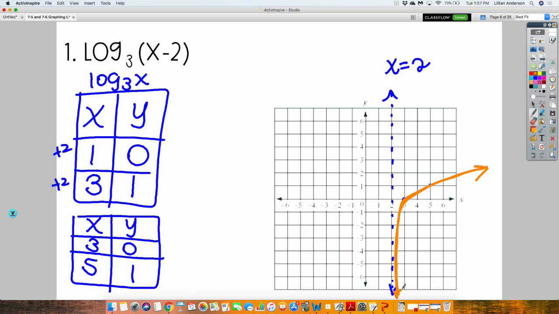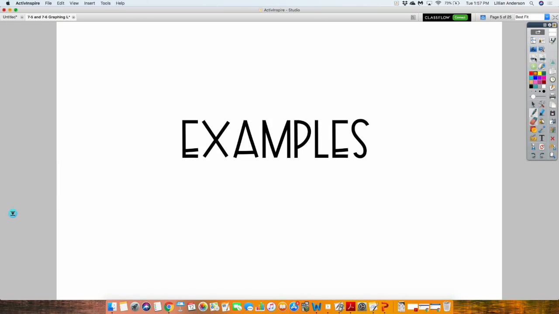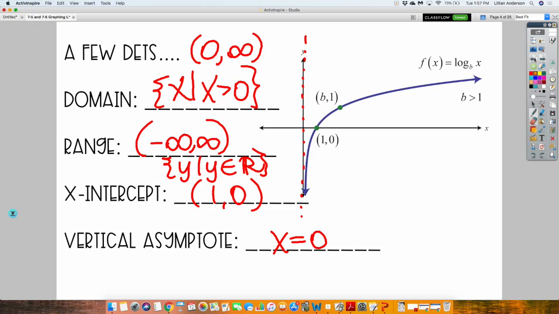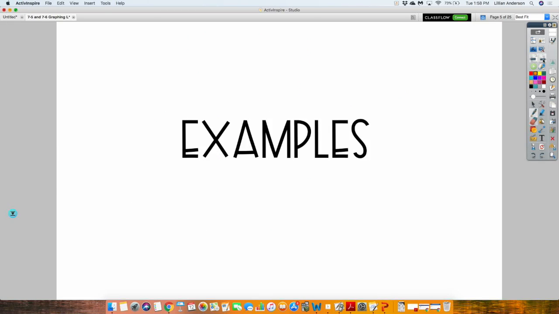Questions? Yes. Because again, that's for any basic logarithmic function. So b can be any number that's greater than 1. So like I said, log base 3 of x, log base 18 of x, it's always x equals 0. It's when you start shifting is when it changes. Okay? Questions?